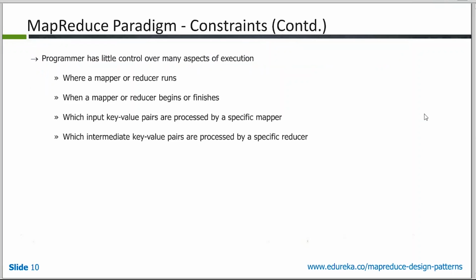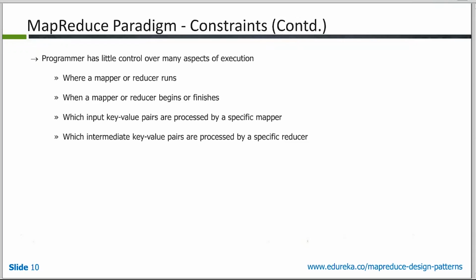The other constraint is that synchronization happens at only a single opportunity. If you look at this whole job, the opportunity for cluster-wide synchronization happens at only one stage, and that is during the shuffle and sort stage. Otherwise, your mappers, reducers, and any of the other processes inside there work independently of each other.